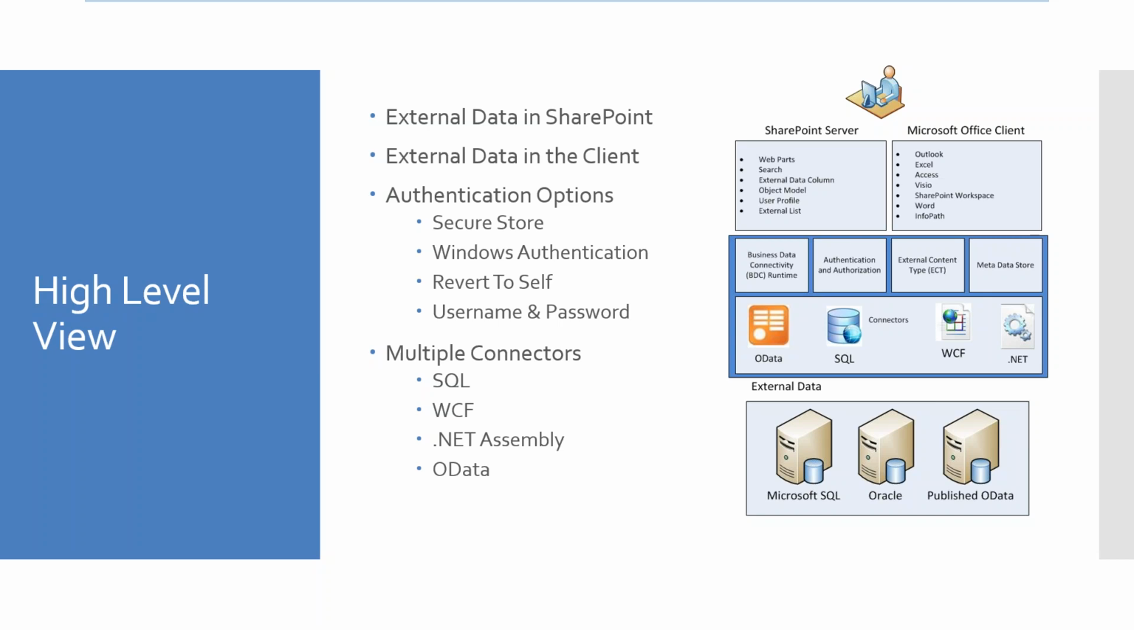The external content type also contains some other methods like creator, updater, and deleter. These are all optional, depending on whether you want to write back to that data source or not. It also controls how we want to authenticate with the data and the type of connector that we're going to use in order to connect to that database.